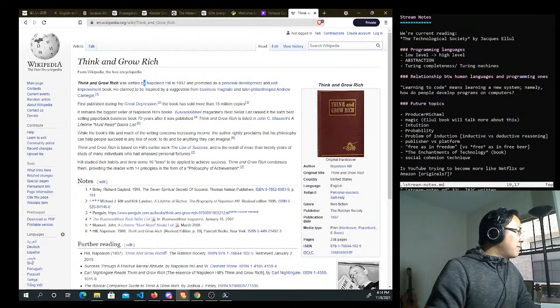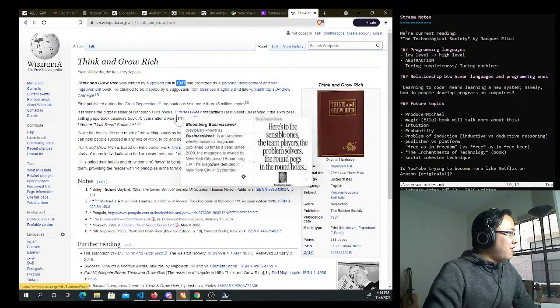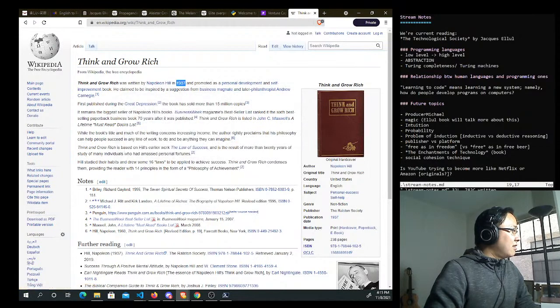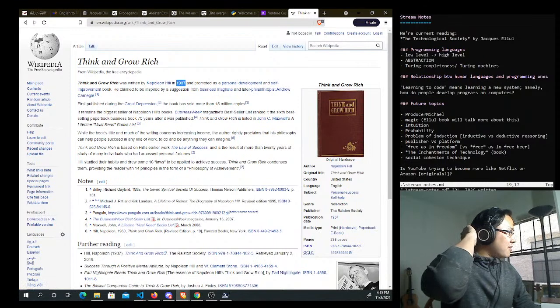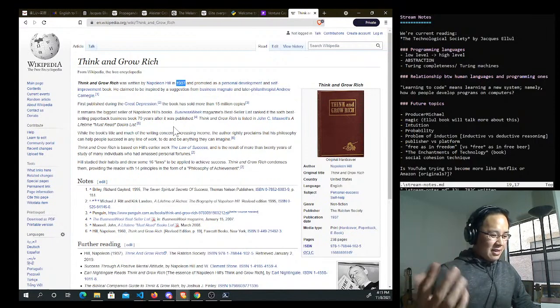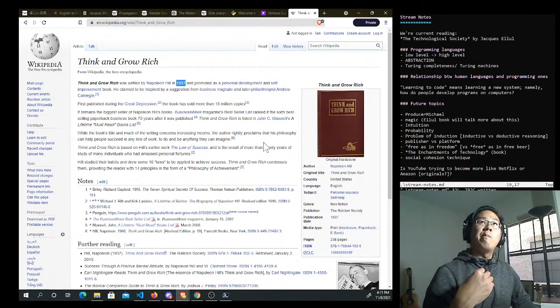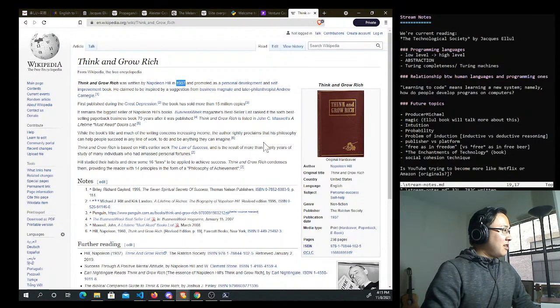Think and Grow Rich was written by Napoleon Hill in 1937 and promoted as a personal development and self-improvement book. He claimed to be inspired by a suggestion from business magnate and later philanthropist Andrew Carnegie. So 1937, before the internet, you could say that this book is a kind of predecessor, a forerunner of hustle culture in general. I think most people would probably agree when I say that.